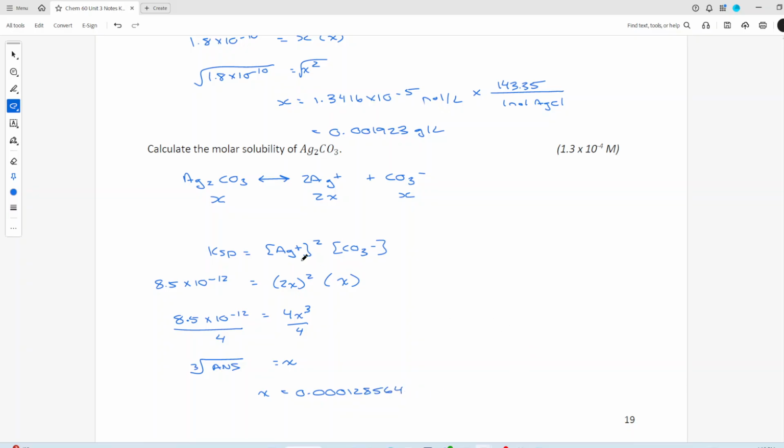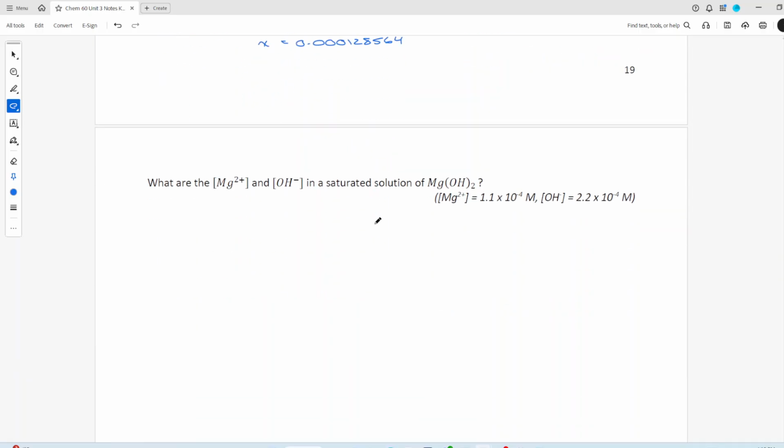0.000128564. Now for this one, all they wanted to know was molar solubility, so I'm going to say that the molar solubility of Ag2CO3 is equal to 1.3 times 10 to the negative 4 moles per liter, or molar. Awesome. All right, one more.